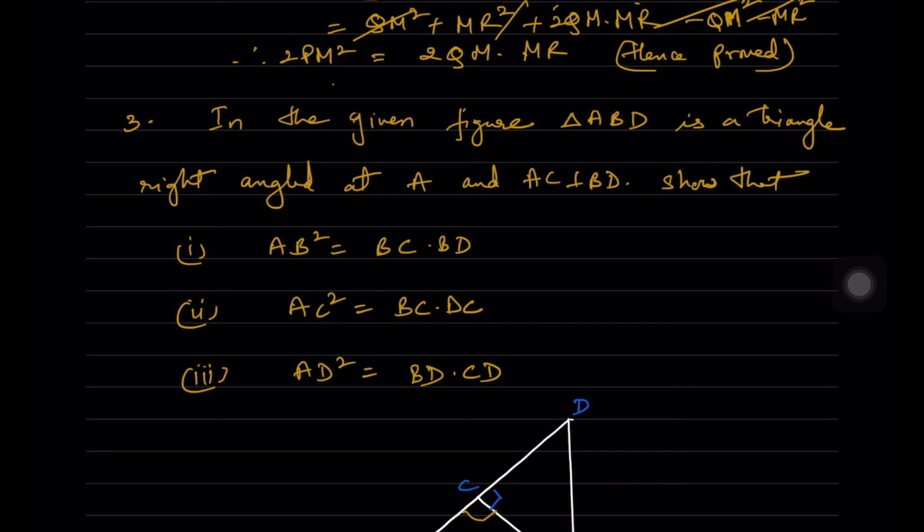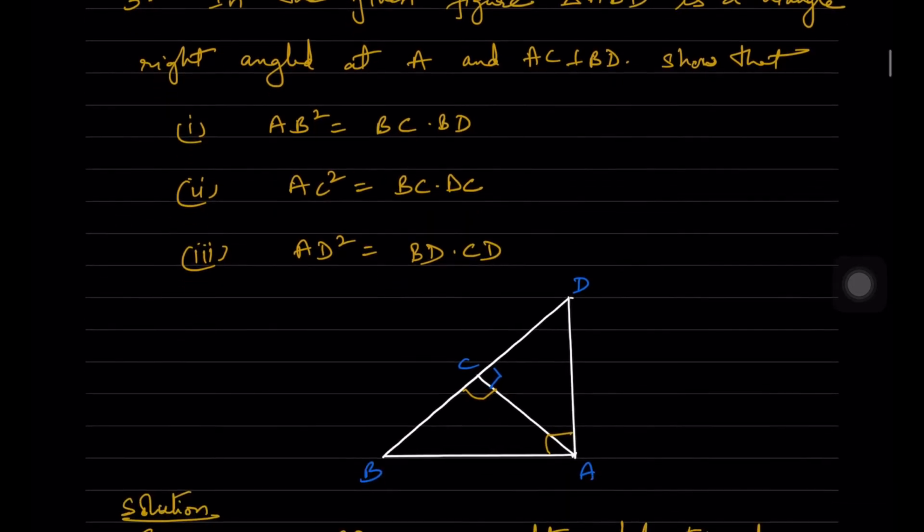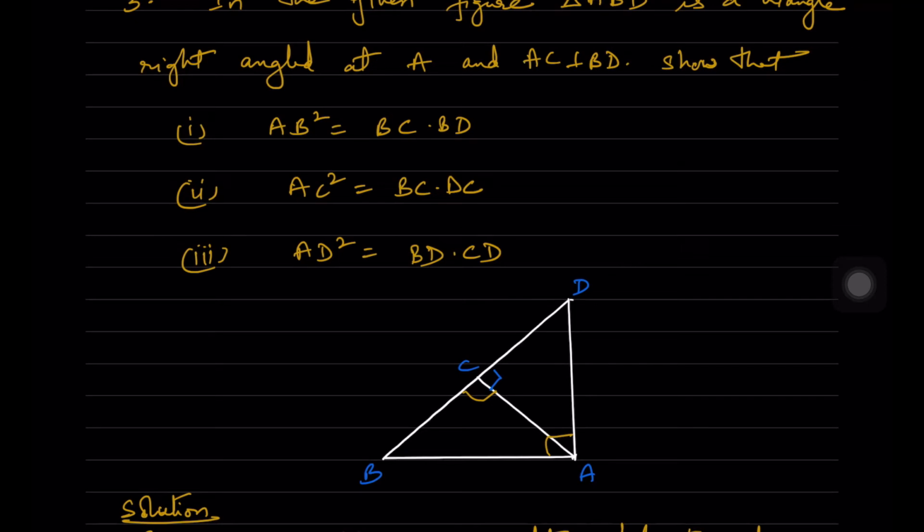Now the third one. In the given figure, triangle ABD is a triangle right angled at A and AC is perpendicular to BD. Show that AB square is equal to BC into BD, and AD square is equal to BD into CD. So we have to show this part here. How do we do this?